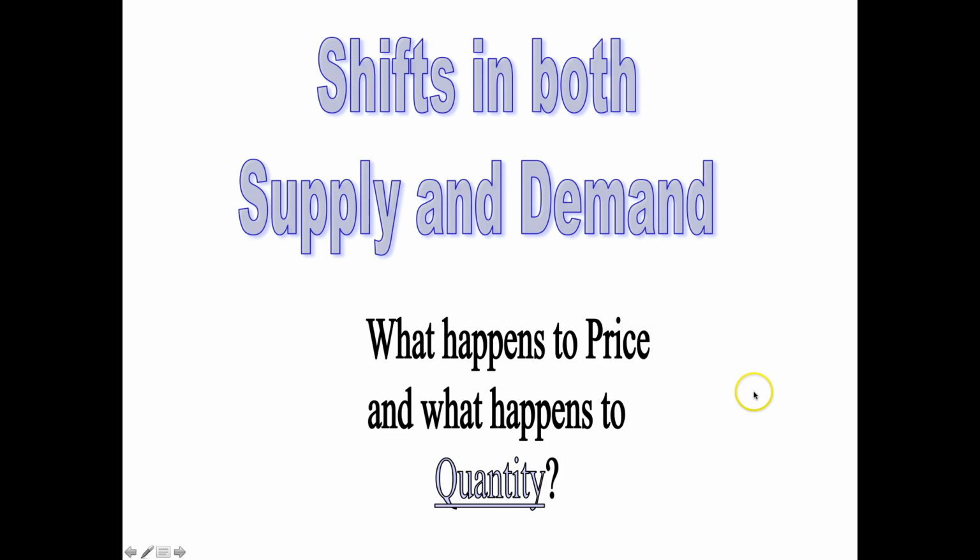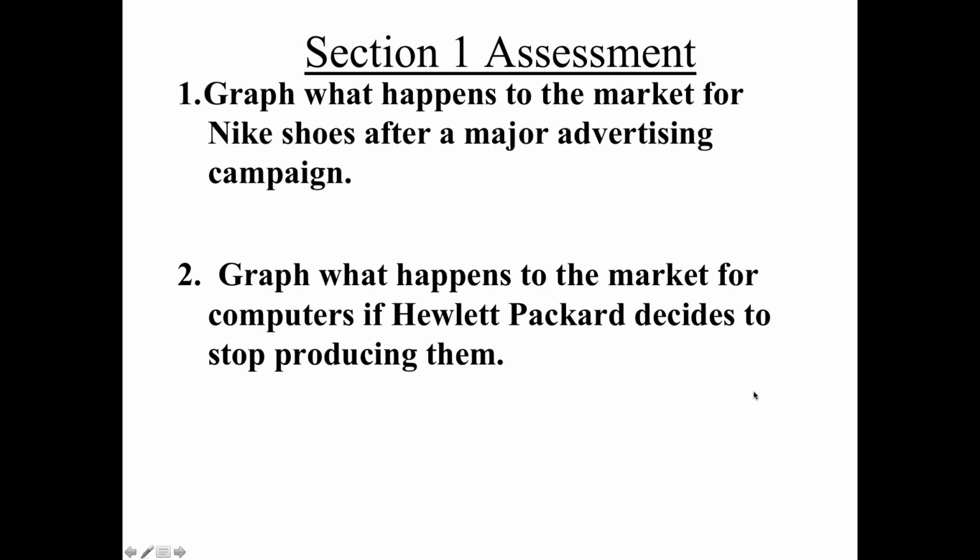All right, so let's move on here and look at the assessment. And these are going to be very similar to the original problems we did where we're only shifting supply or demand. So for number one, we're going to graph what happens to the market for Nike shoes after a major advertising campaign. So just like the scenarios we originally did, you're going to give me a supply and demand graph in equilibrium. You're going to tell me the market. You're going to tell me the determinant. Then you're going to shift either supply or demand. And then tell me what happens to the equilibrium price and quantity of Nike shoes. Those are what I'm looking for full credit.